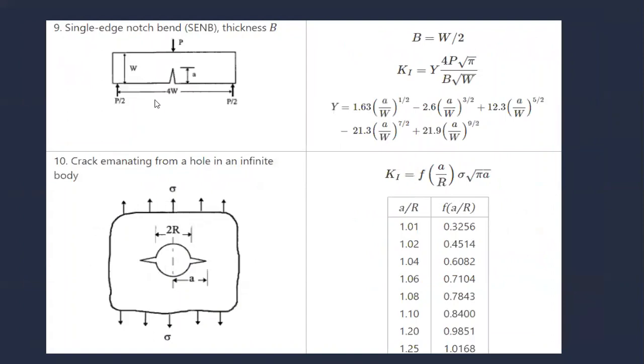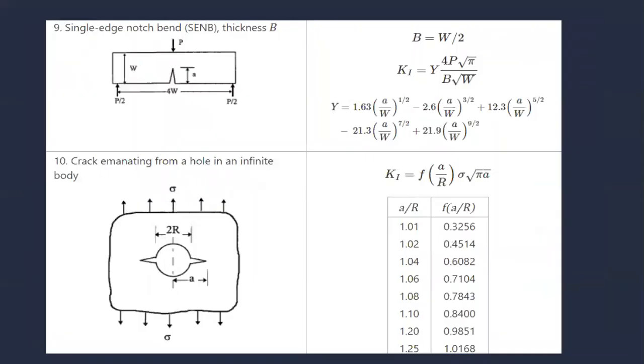And let us go to the next one. This is the single-edge notched bend specimen, that is SENB, of thickness B. So this is the one. For this, the stress intensity factor is equal to Y times 4P by root pi by B by root W.